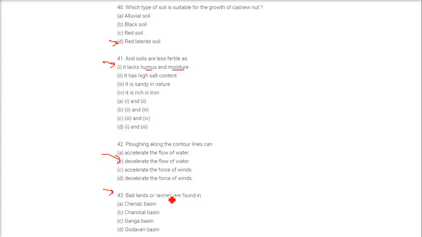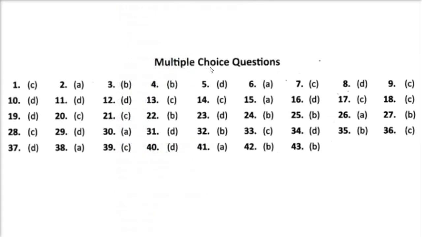Bad lands or ravines are found in? The answer is Chambal Basin. So this is the answer key of the multiple choice questions we just took.